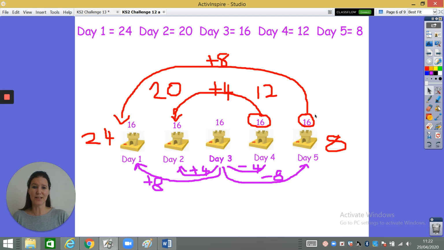So you could have taken 8 from day 5 and given it to day 1, which would have given us day 1 with 24, because 16 plus 8 is 24. Day 2 would have had 20, 16 plus 4 is 20. Our day 3 was our 16. Our day 4 was 4 less than 16, so that was 12. And our day 5 was 8, which is 8 less than 16. So that's one way you could have worked out how many they made each day. There is another way.